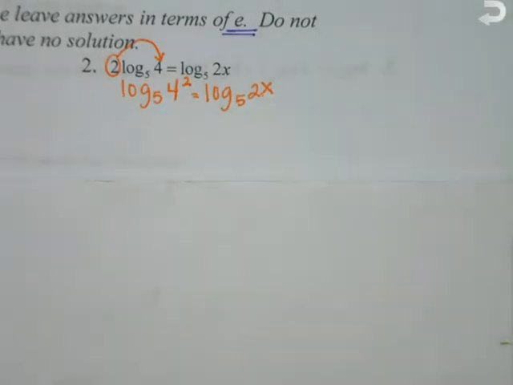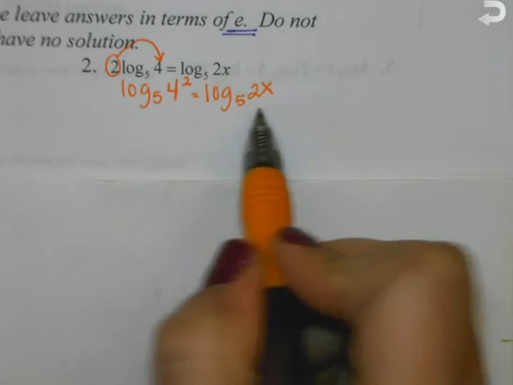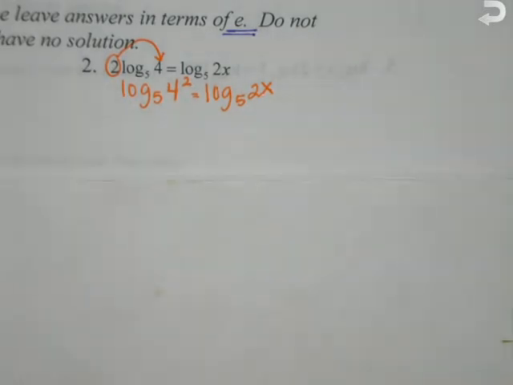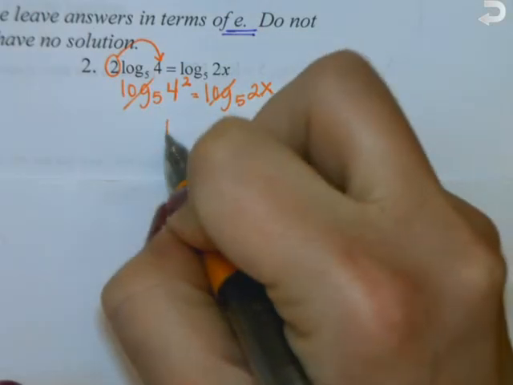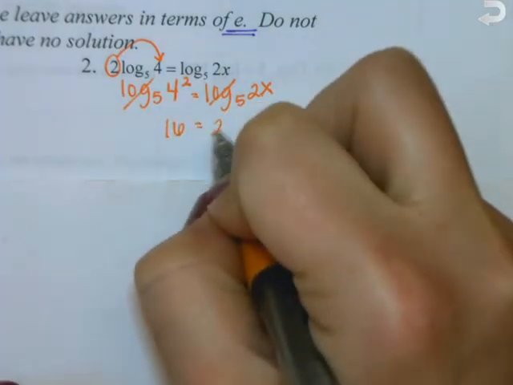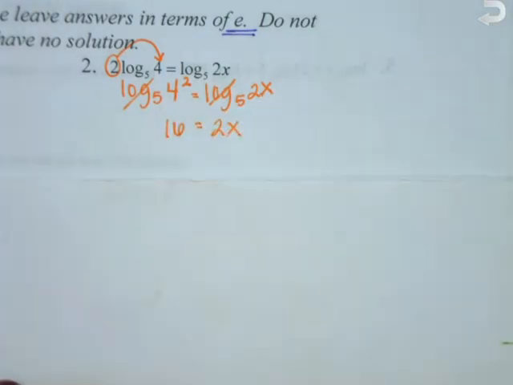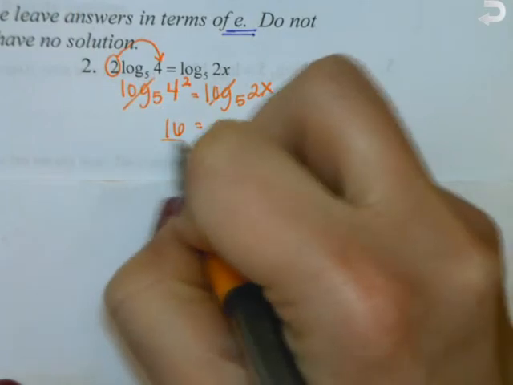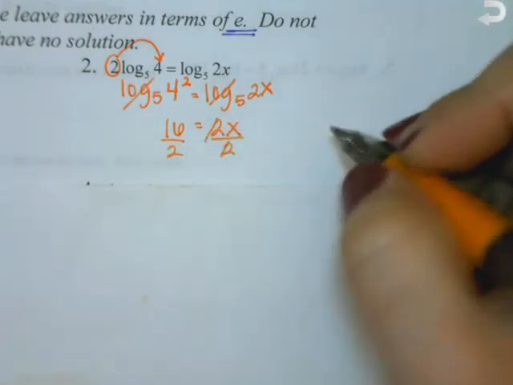And now that I have log base 5 and log base 5 on each side, and only one of them, I can drop my bases. 4 squared gives me 16, so that's 16 equals 2x. Divide both sides by 2, so I get x equals 8.